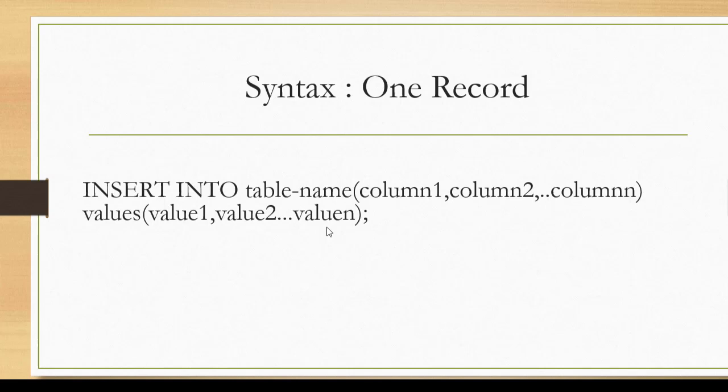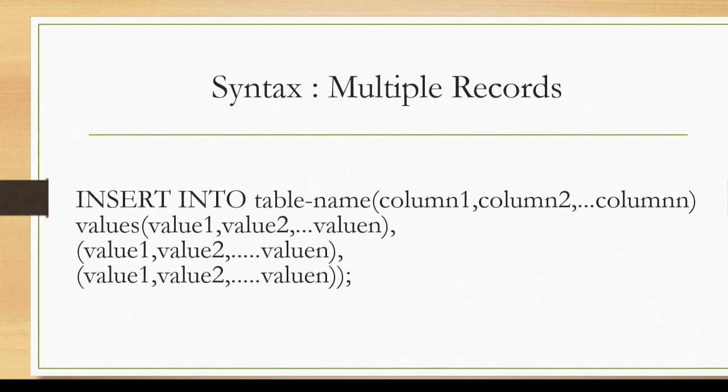If I want to insert multiple records at a time, then you can use insert into table name. The column list is similar to the previous case, and the values are value 1, value 2, value n. So value 1, value 2 and so on up to value n is considered the first record, and the next set is considered the second record, and the next set is considered the third record. Each record is separated by a comma here.